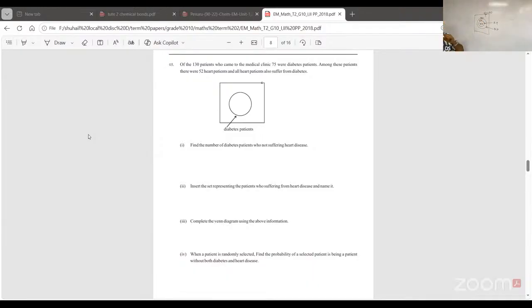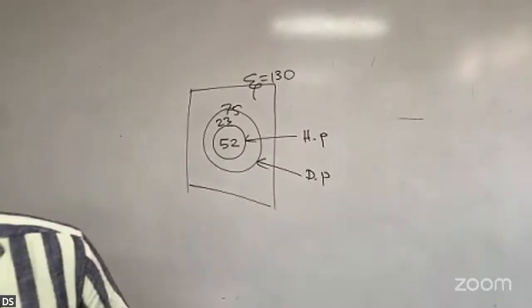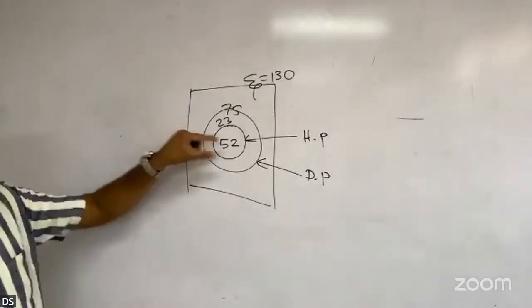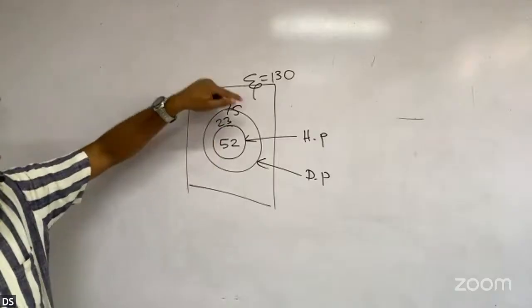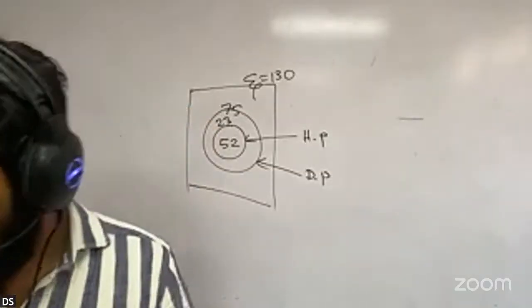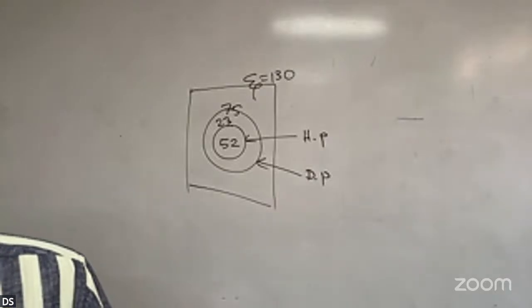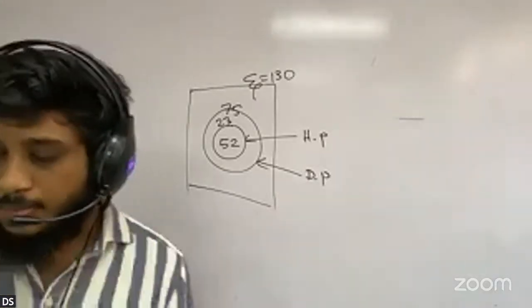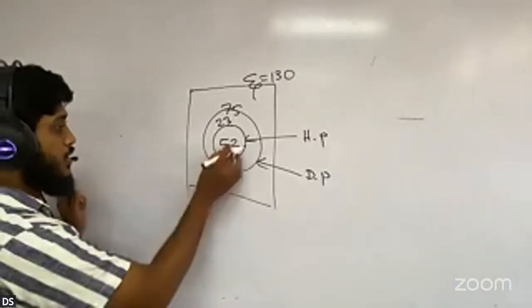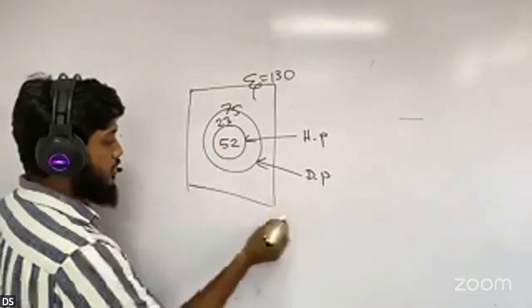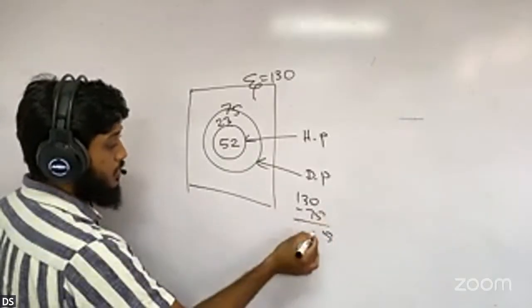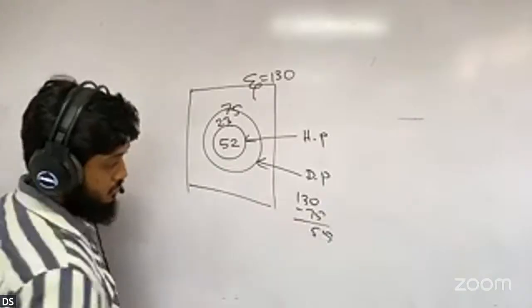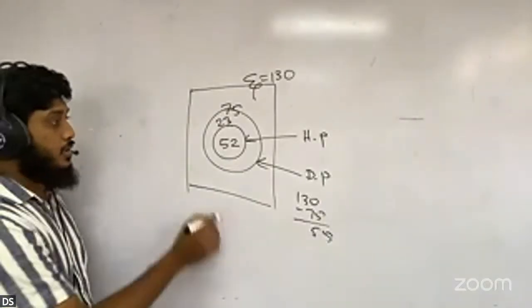Can you pin the screen? Okay, I'll make it large. So there are 52 people who are heart patients, and the remaining are 23. Now we know there are 130 people in total. If there are 130 in total and 75 are diabetic, this one is 130 minus 75. 10 minus 5 is 5, 12 minus 7 is 5. Then 55 people are there.